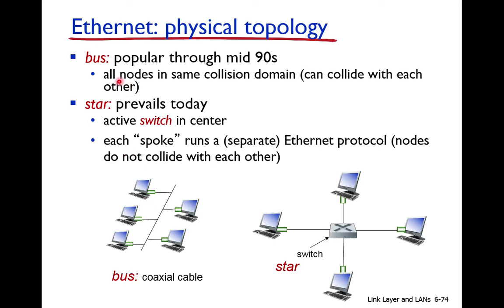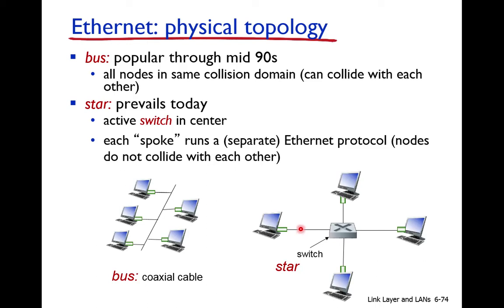So Ethernet supports the bus topology, as well as the star topology, which prevails today. In the star topology, there is an interconnecting device called a switch. We will discuss its working later. This switch interconnects different nodes. In the star topology, there is an active switch in the center that interconnects these devices. Each spoke runs separately from each node to the switch.